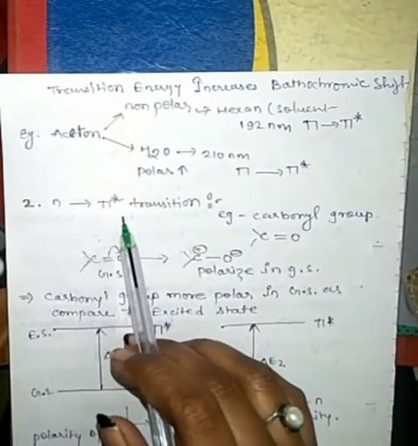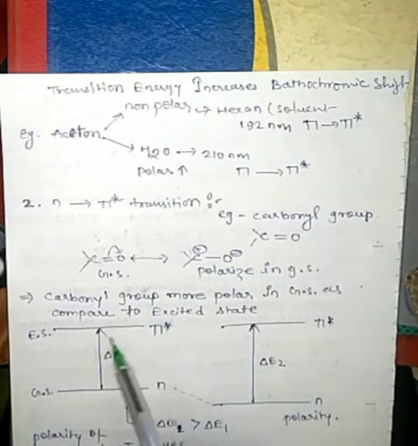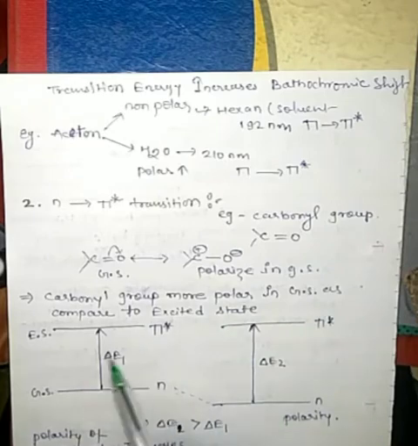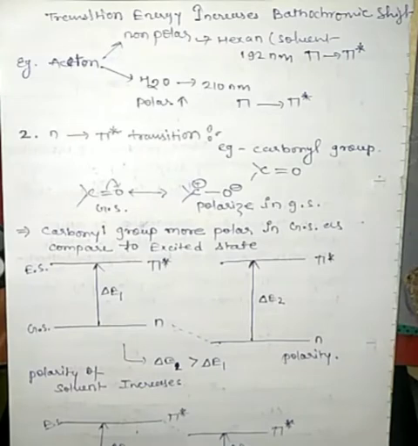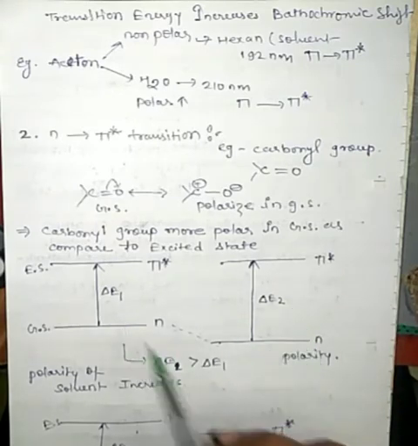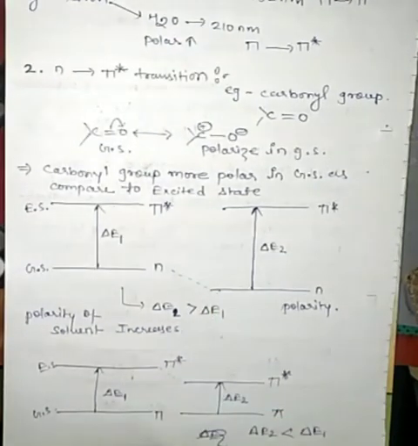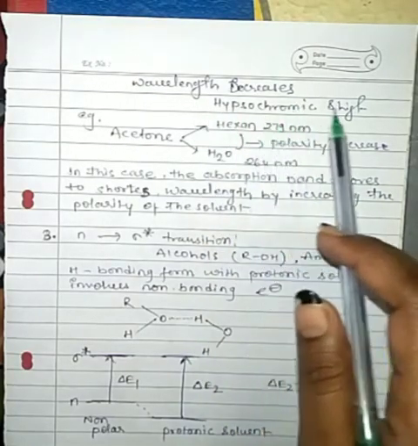Next is non-bonding to pi star transition. We take the example of the carbonyl group, where the carbonyl group is more polar in ground state as compared to excited state, and here is the energy level diagram for different transitions. For non-bonding to pi star transition, delta E2 is greater than delta E1. And for pi to pi star transition, the energy difference delta E2 is lesser than delta E1. Wavelength decreases with hypsochromic shift.